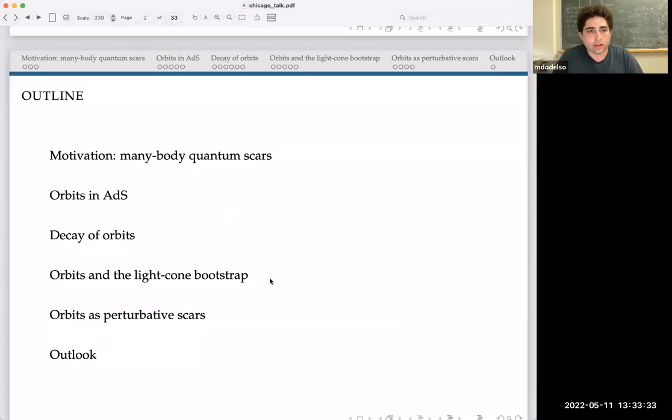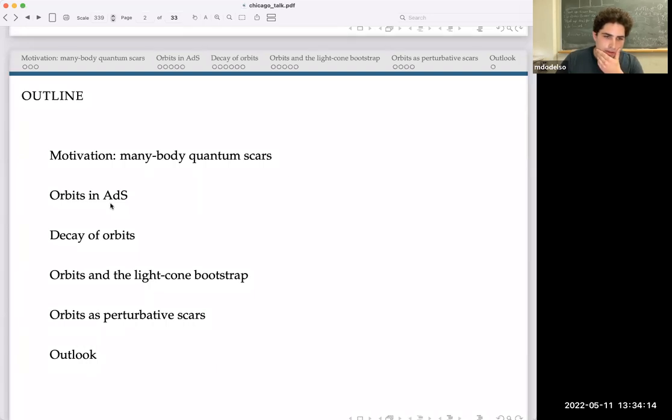So here's the outline of the talk. I'll first motivate these results by reviewing a recent development in condensed matter physics known as many-body quantum scars. So these are non-thermal eigenstates in the spectrum that are very interesting to discuss. And the analog in our case will be gravitational orbits in anti-de Sitter space around a black hole. So I'll first review the properties of these orbits and then compute their decay time.